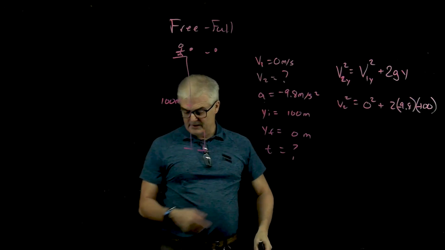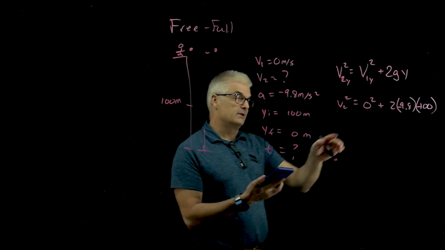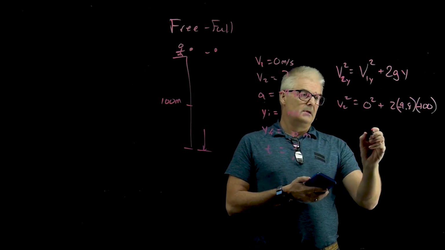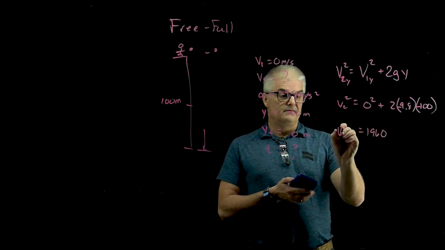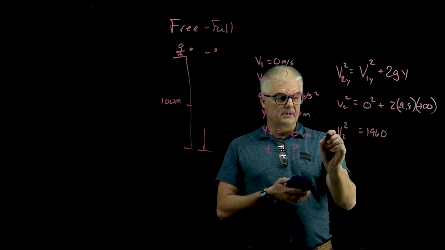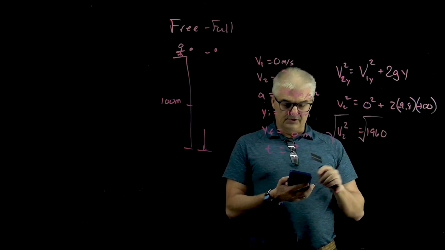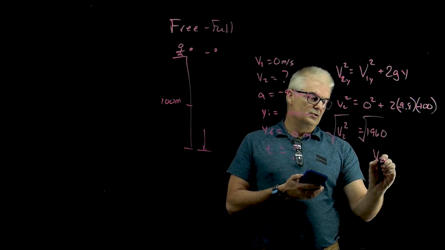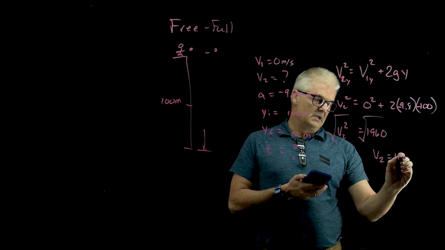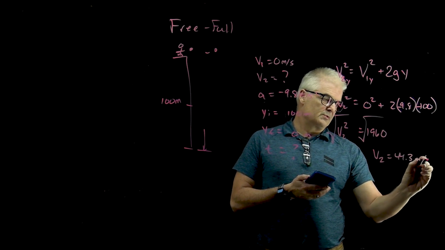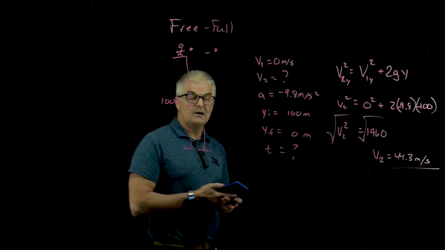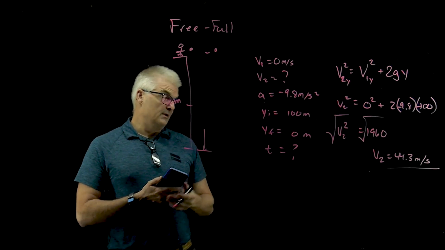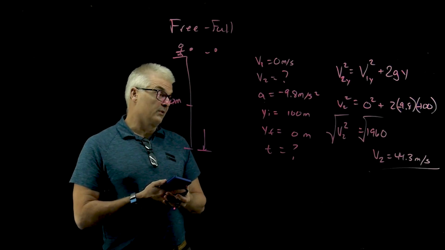Because we can't have a negative square root, this is just going to be, let me multiply that out, 1960, and that's V2 squared. So to find the answer, I'll just take the square root, and I get V2 equals 44.3 meters per second. So if you drop a rock off of a cliff and you ignore air resistance, it will land with a speed of 44.3 meters per second.